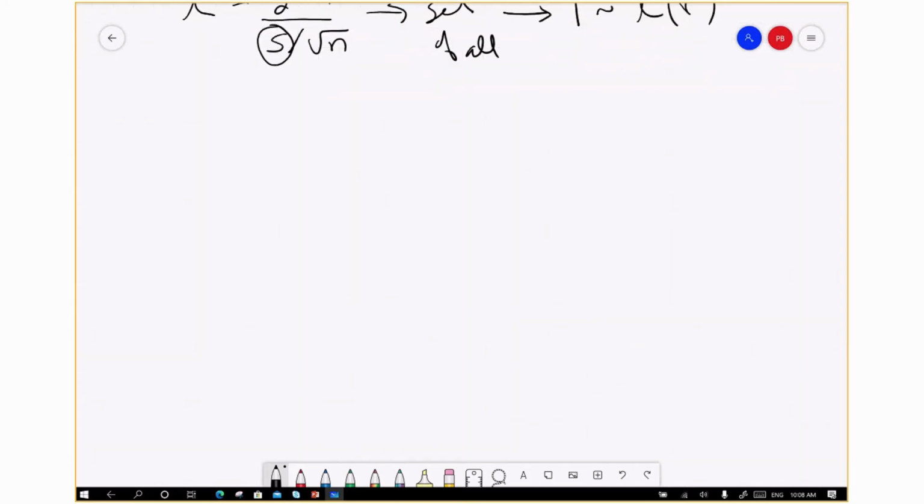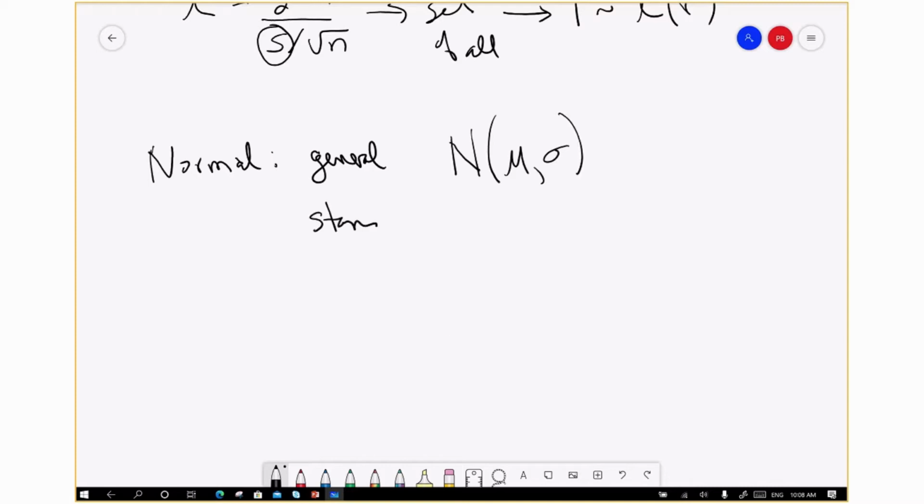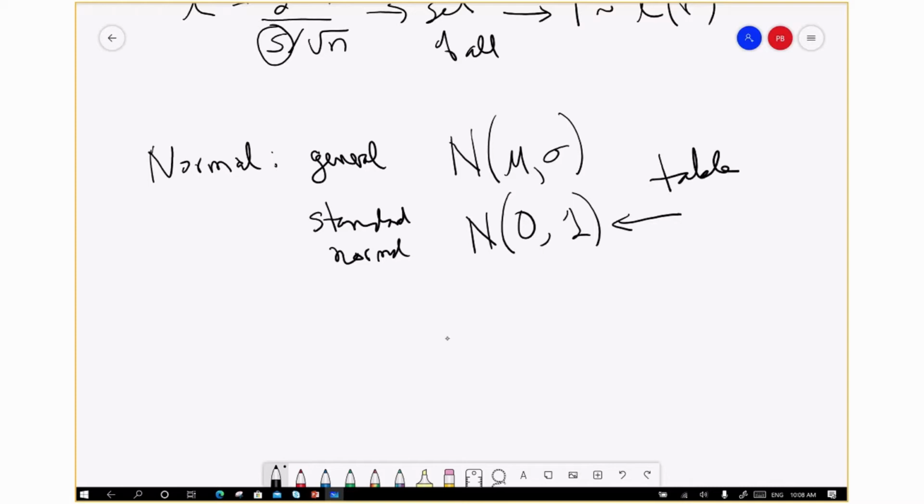The first is when we looked at the normal, we actually saw it in two different forms. One is the general form, which was normal distribution with mean mu and standard deviation sigma. And the other was the standard normal, with mean 0 and standard deviation 1. And this was the basis for the table that we used to solve problems.